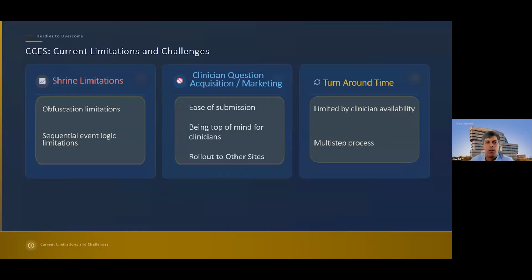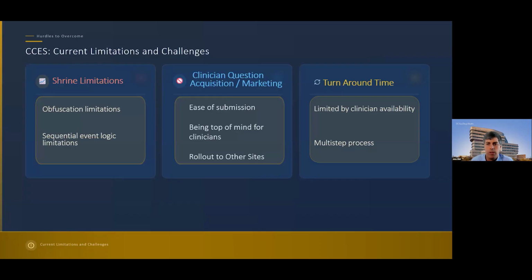So next, let's talk about our current limitations and challenges that we're experiencing. One thing we've been experiencing is some limitations with the SHRINE portal itself. Another is getting questions from clinicians and marketing, and the other is turnaround time. I'll talk about each of those in detail in a second.